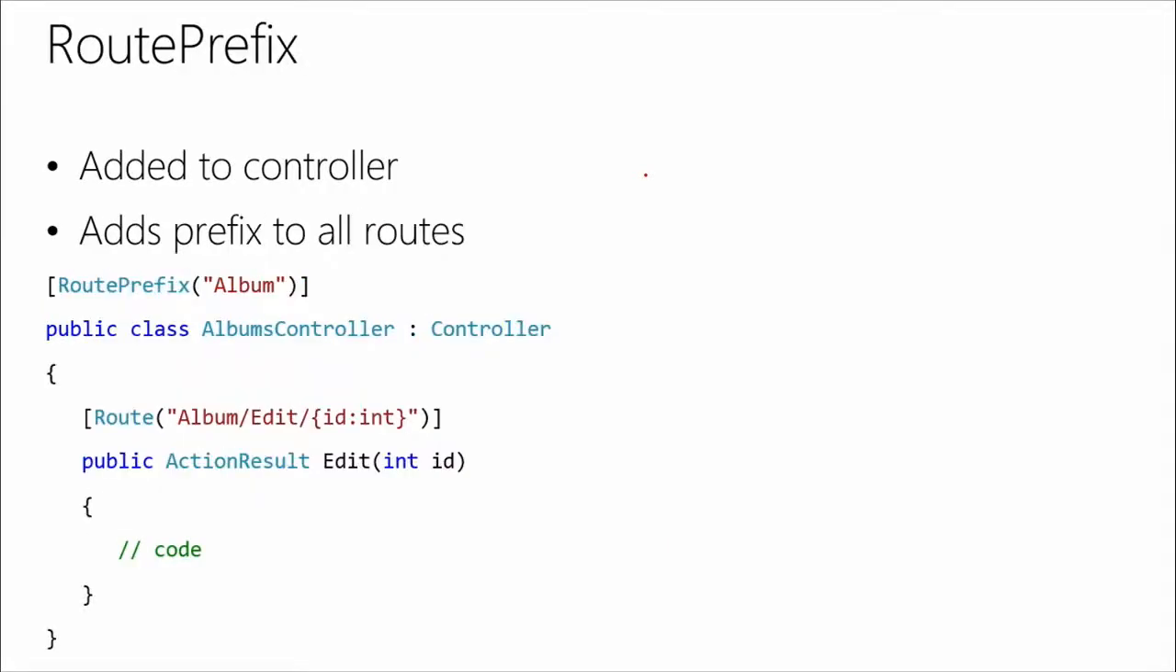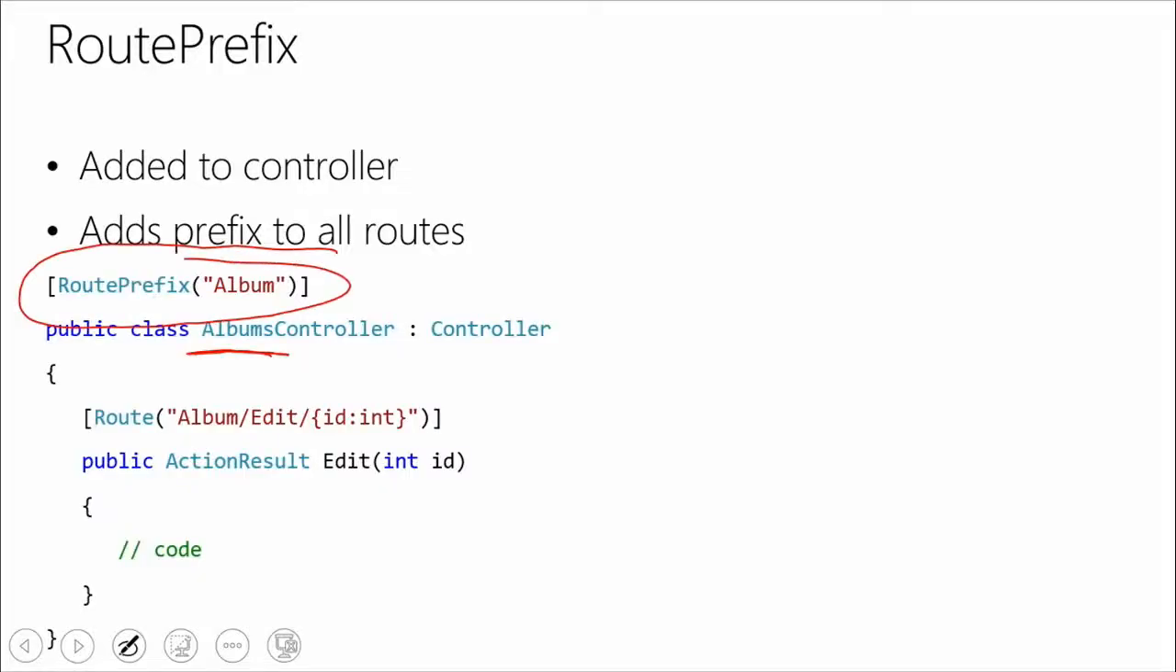On top of that, if you decided, hey, you know what? Instead of albums controller, you'll notice that when I kept going back to the browser, I was going to albums/create. Well, the reason that it was albums is because the name of the controller that I created was albums controller. Well, if I want that to now be singular for everything, then what you're going to notice is that I can add in a route prefix there. Okay. So with that, let's go back into Visual Studio here.